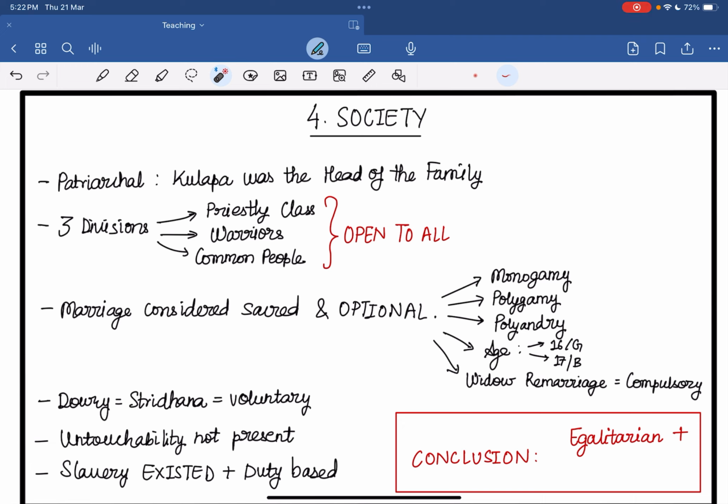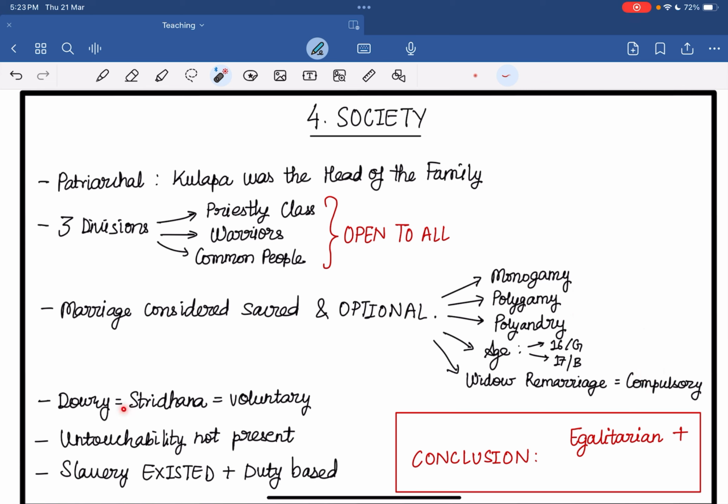The age for marriage happened to be 16 for girls and 17 for boys. Widow remarriage was compulsory. Marriage in general was optional, but widow remarriage was compulsory. And here we'll have a certain criteria. The criteria happens to be that the widow has to remarry only the dead husband's brother.